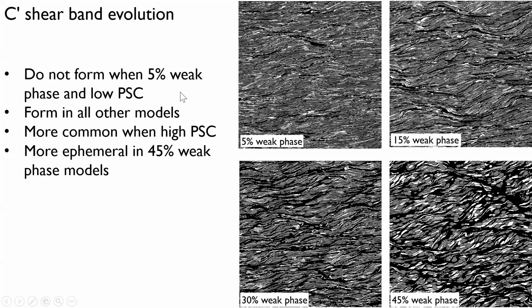So we find that the C-prime shear bands evolve or do not. The only time that they do not form is when there's a 5% weak phase and a low phase strength contrast. I didn't show that model, but not much happens in it, so it's not a very exciting one. But when there's a medium and high phase strength contrast, C-prime shear bands do form in these 5% weak phase models. The C-prime shear bands form in all other models, and they're more common. There's more of them in these high phase strength contrast models, but they are shorter lived. So they rotate forwards and backwards or shorten internally quicker than what happens in the other models. So they're more ephemeral.